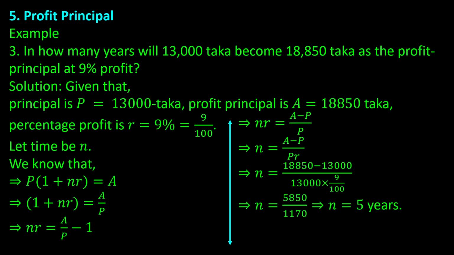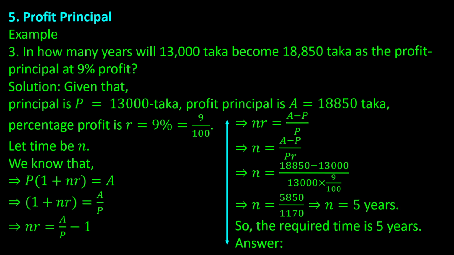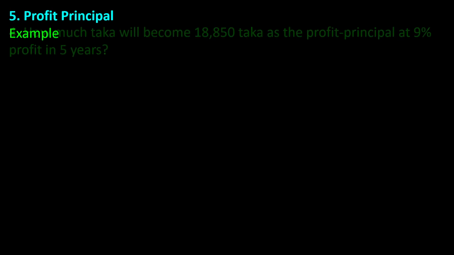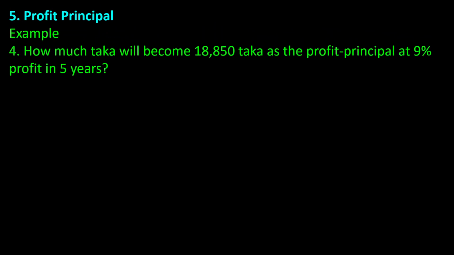Now putting the values of A, P, R on the right side of this equation, we get N equals 18,850 minus 13,000 divided by 13,000 times of 9 by 100, and doing calculation we get n equals 5 years. So the required time is 5 years.